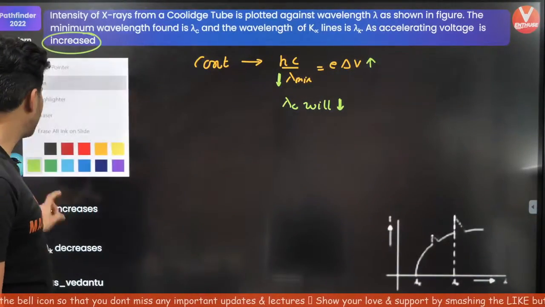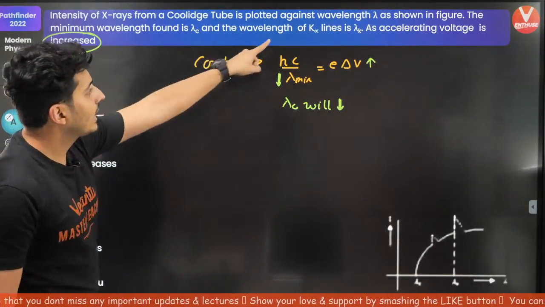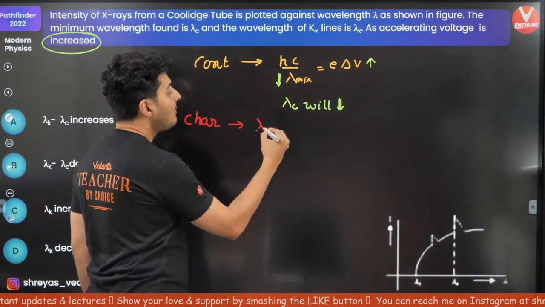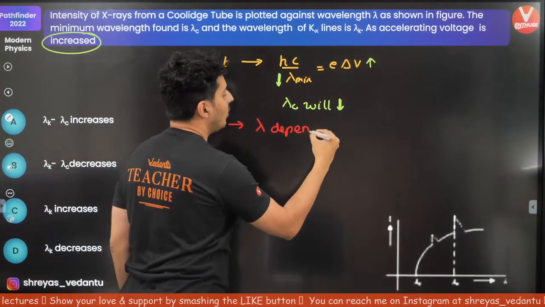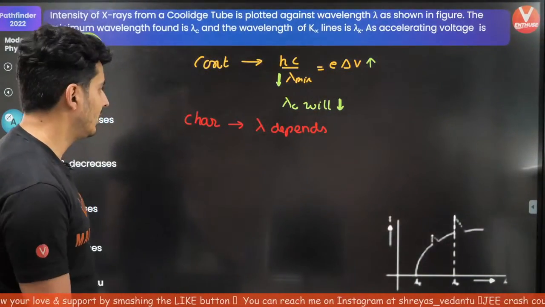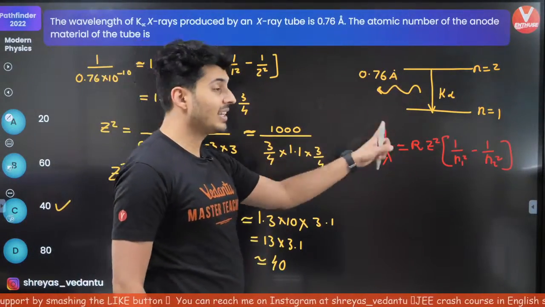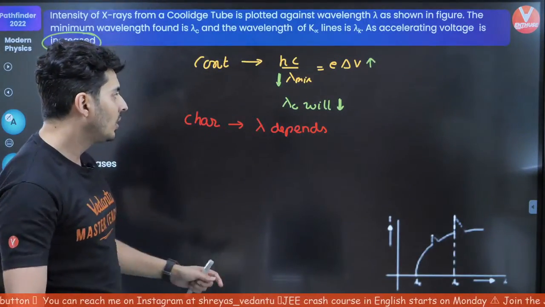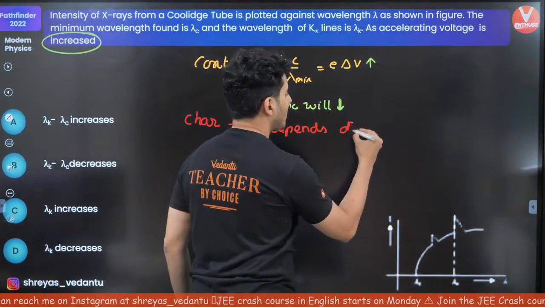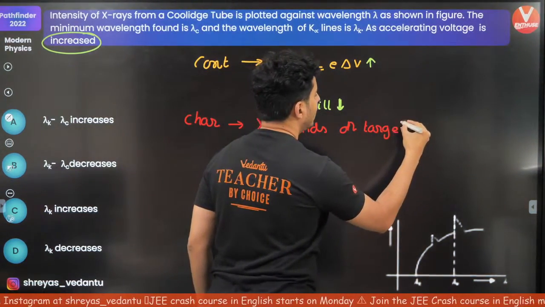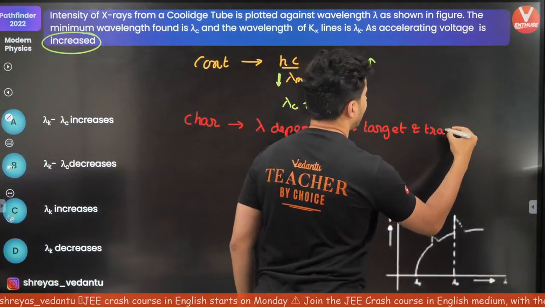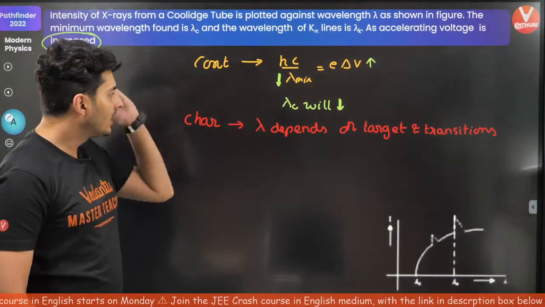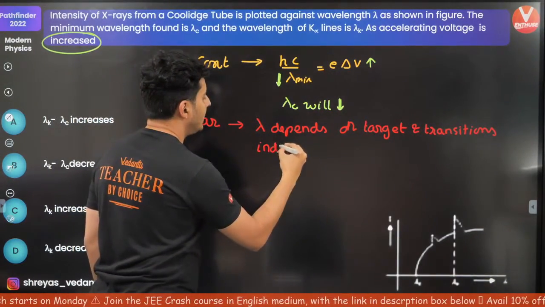Number one. Next important conclusion is about K alpha. For characteristic X-rays, the lambda depends only on one thing. If you have failed to notice, this lambda characteristic depends on the transition and the target material. So lambda depends on the target material and the transitions that occur, but not on the accelerating voltage. Hence, it is independent.